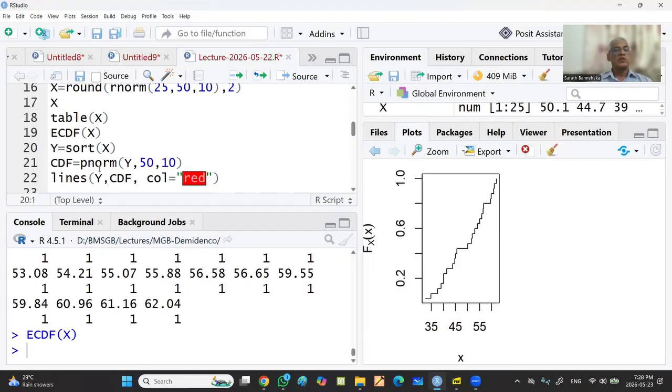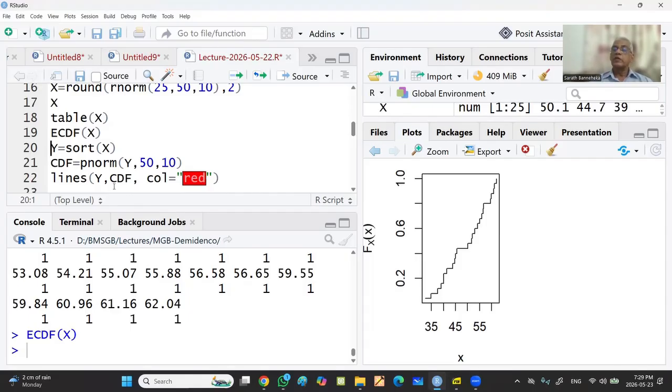So I say CDF is equal to pnorm, but I have to calculate them at the ordered X values. I have sorted the X values and put them into Y first. So Y contains the sorted X values, those are the order statistics. I'm going to calculate the CDF at those Y values from the normal distribution with mean 50 and standard deviation 10. The pnorm function will give me the cumulative distribution function. Then I'm going to draw the cumulative distribution function versus those Y values.